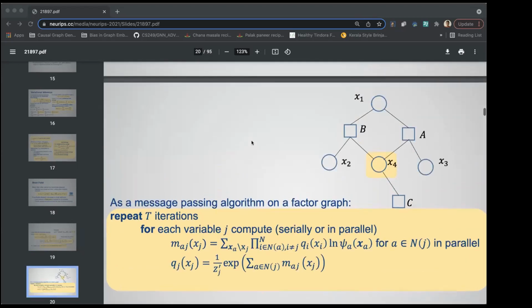Are there any questions about this part? Okay.